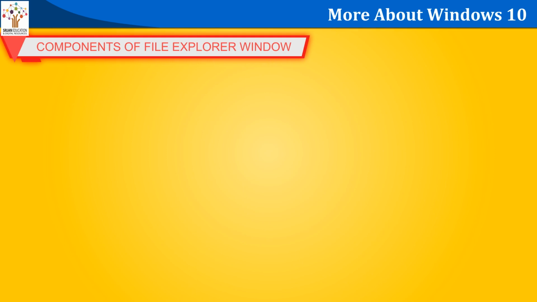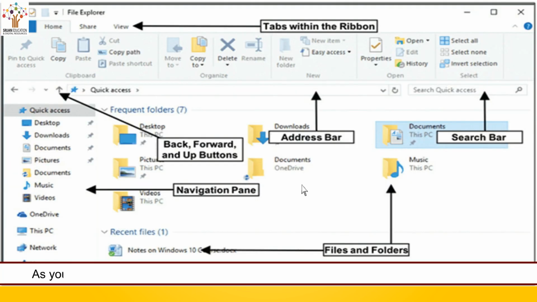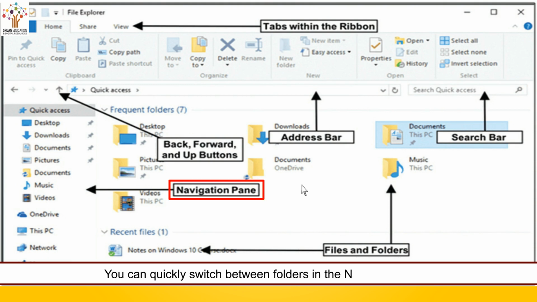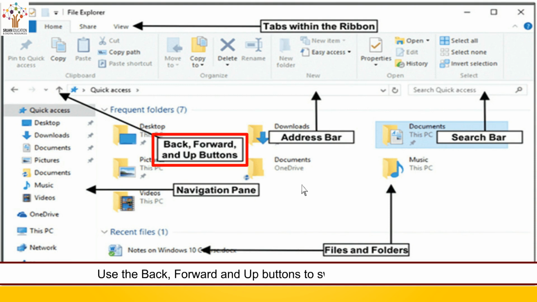Components of File Explorer window. As you can see in the figure given above, the File Explorer window has many components. Let's learn about them in the following section. Navigation pane. You can quickly switch between folders in the navigation pane. Simply click a folder to make a selection. Navigation buttons. Use the back, forward, and up buttons to switch between folders.